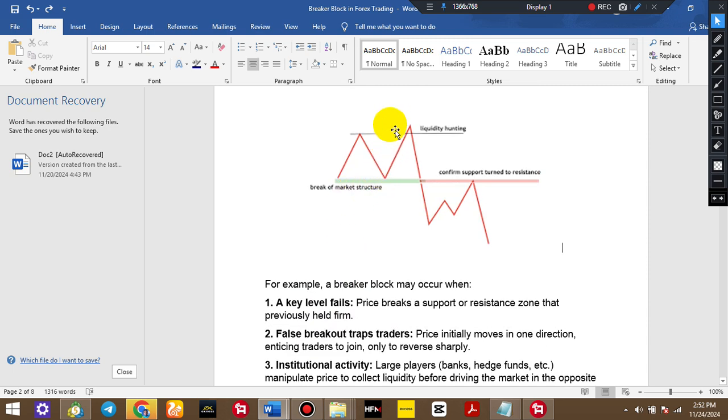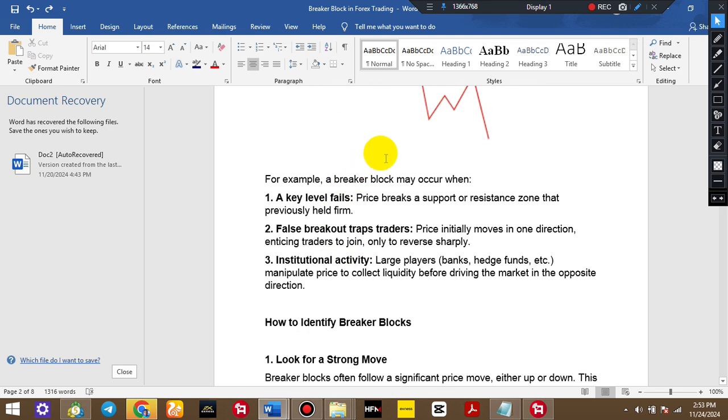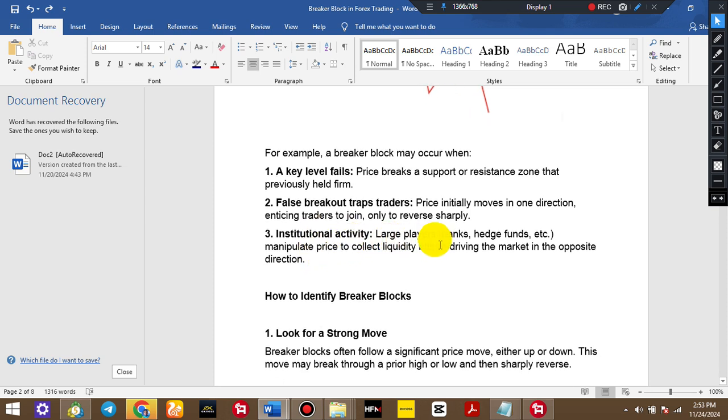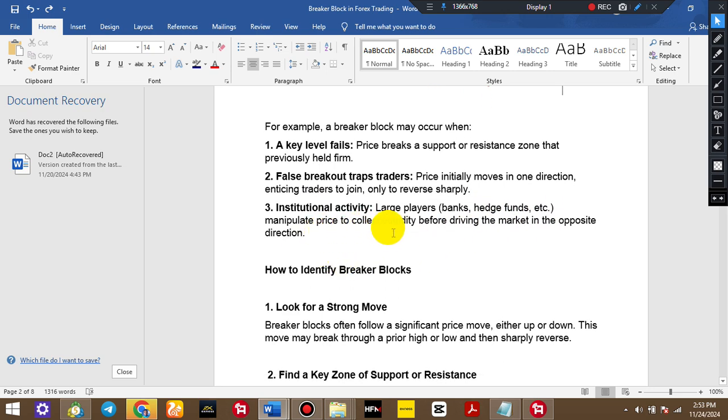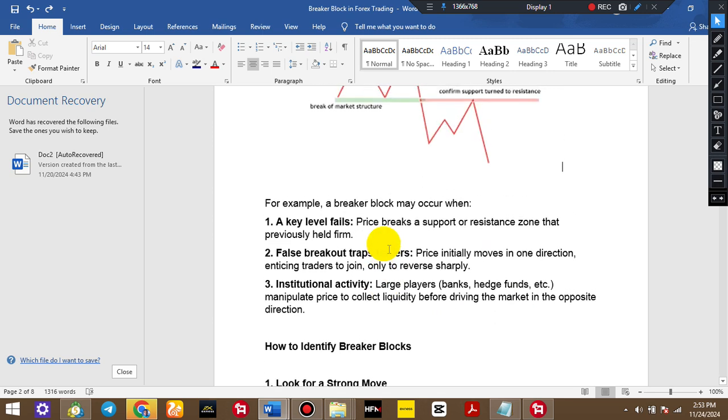Now, price was moving upwards up to the extent that it broke structure. So traders will now have that mindset: oh, since price has broken structure, automatically here becomes our demand zone, bullish order block. Then we need to put orders. So this is a trap. And when they are placing their sell limit at this zone, putting different types of orders, all the way price just pushes towards the upside. Price comes and then takes them out. Then institutional activity, large players, banks, hedge funds, etc., manipulate price to collect liquidity before driving the market in the opposite direction. This is what they did.